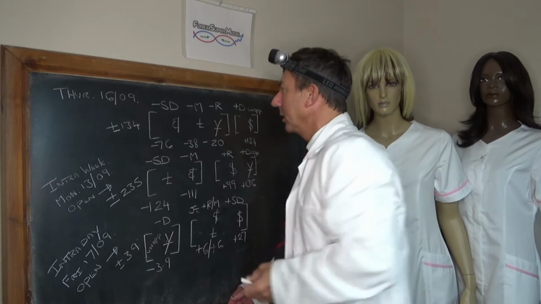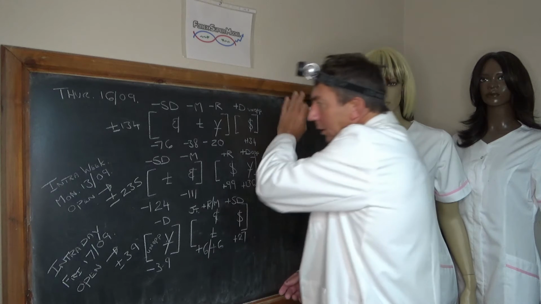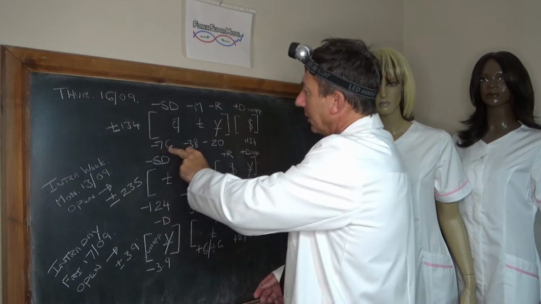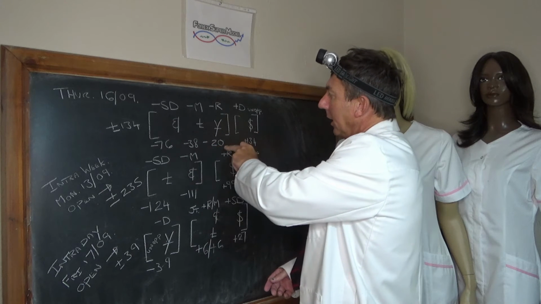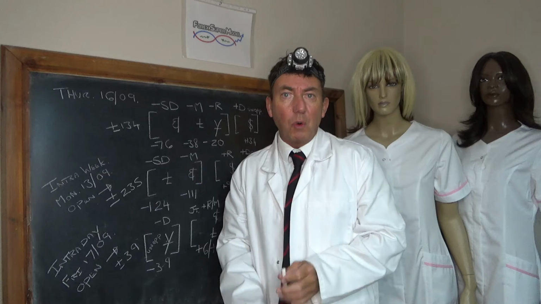Yesterday, Thursday the 16th, we had the positive unopposed driver in the dollar at plus 134. No backdoor flows, the opposing negative flows mainly coming out the euro at minus 76, out the pound at minus 38, and the yen was the negative rock at minus 20, activity plus or minus 134.